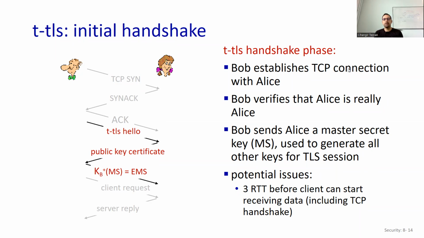So let's read the slides. Bob establishes a TCP connection with Alice. Bob verifies that Alice is really Alice. Bob sends Alice a master secret key, MS, used to generate all other keys for the TLS session. Potential issues: 3 round trips here, right? Before the client can start receiving data, including the TCP handshake, right? So there are many messages here. The good thing with TLS 1.3 is that we don't have this many messages to send and receive. Okay.